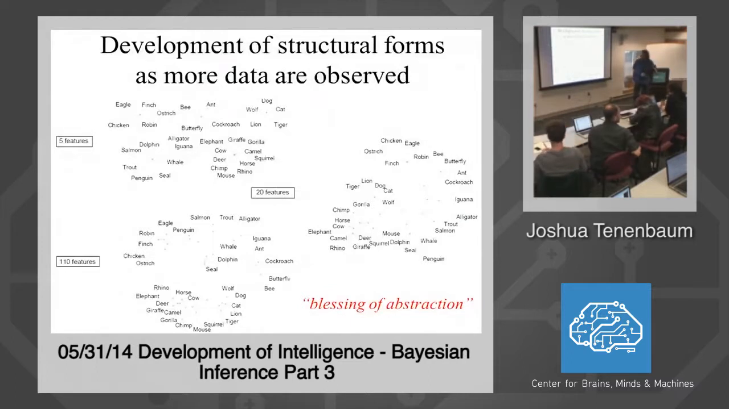We take this animal data set, which has about 100 features in it, and we present progressive amounts of the data. To start off, we just present 5 randomly selected features of animals. It's about 5% of the data, and then 20%, and then 100%. What you see is when you give this model only a small fraction of the things you could observe about animals, it learns a much simpler representation. It learns a flat clustering, basically.